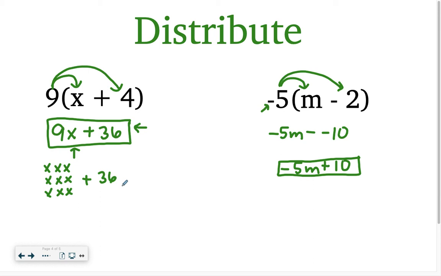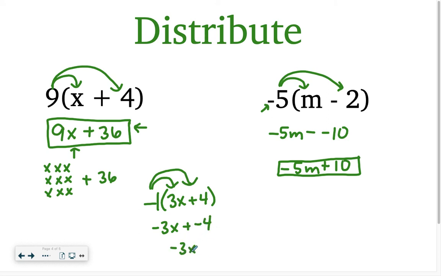I want to do one more example, and that's what if I just had a negative, and then I had, say, 3x plus 4. If you ever have a situation like this where you just have a negative outside, you can write in a 1 if you want, and it'd be negative 1 times 3x. So I'd get negative 3x, and that's negative 1 times 4. So that's negative 4. And plus a negative, another way to write that, remember, is just to say minus 4.